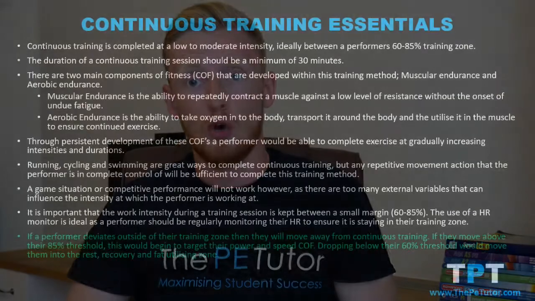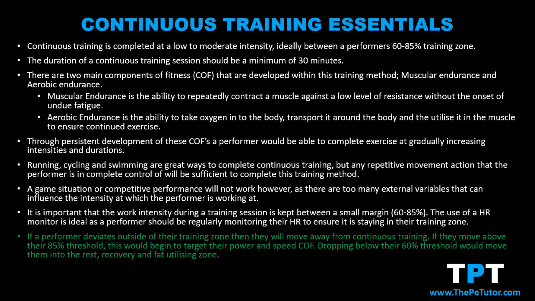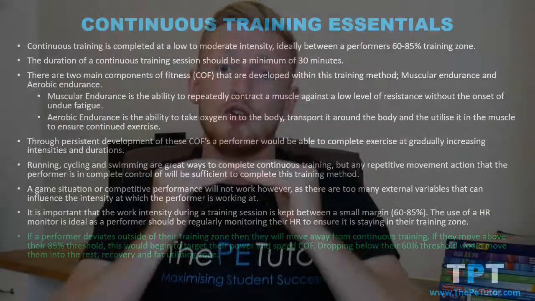This is because if a performer deviates and goes outside of their training zone, they're now targeting different components of fitness, such as power if we go above that 85% threshold, or we go into rest and recovery mode or fat utilising mode if we drop below 60% of our training intensity.